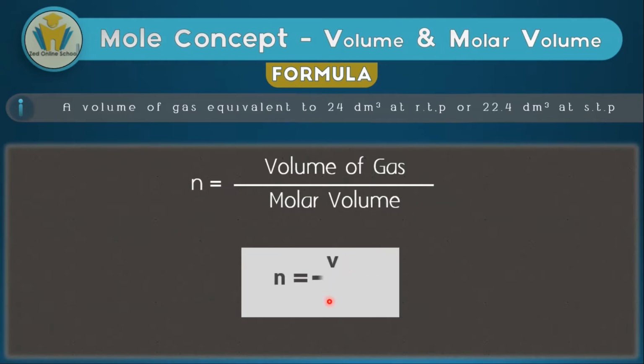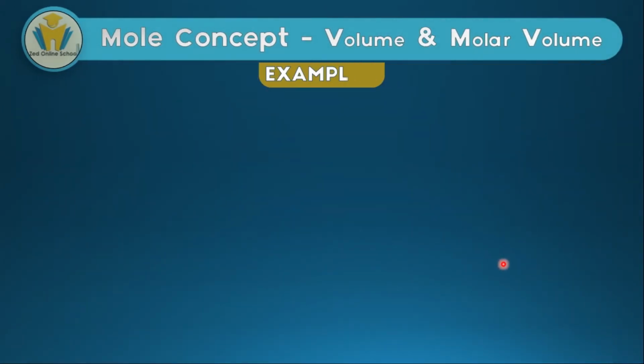So n can sometimes be abbreviated as n is equal to V over mv, where V is the volume and mv is the molar volume. What you should note is that the volume will be in cubic decimeters. What this means is that if the volume is not in cubic decimeters, you need to convert from the unit it's in into cubic decimeters. Let's talk about some examples for you to understand how this formula can be useful.